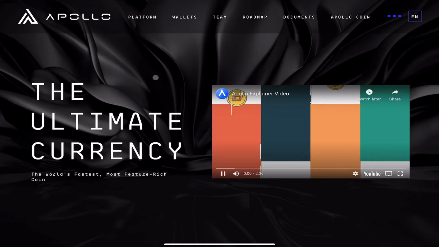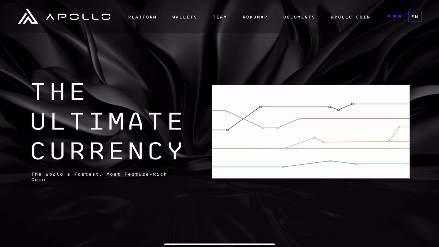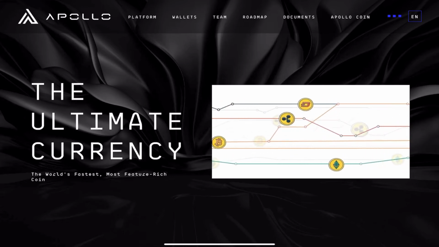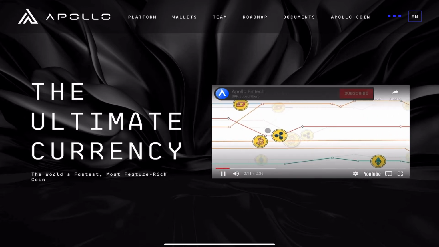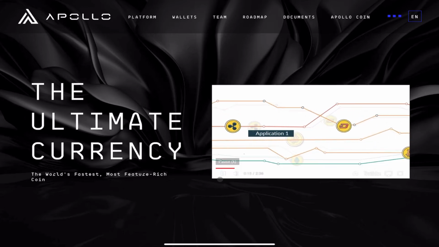Let's just play this. The rise of cryptocurrency has opened up a way for people to control their funds outside of the traditional banking system. Although there are a variety of currencies to choose from in the current market, users are left using one currency for one application and a different currency for another.